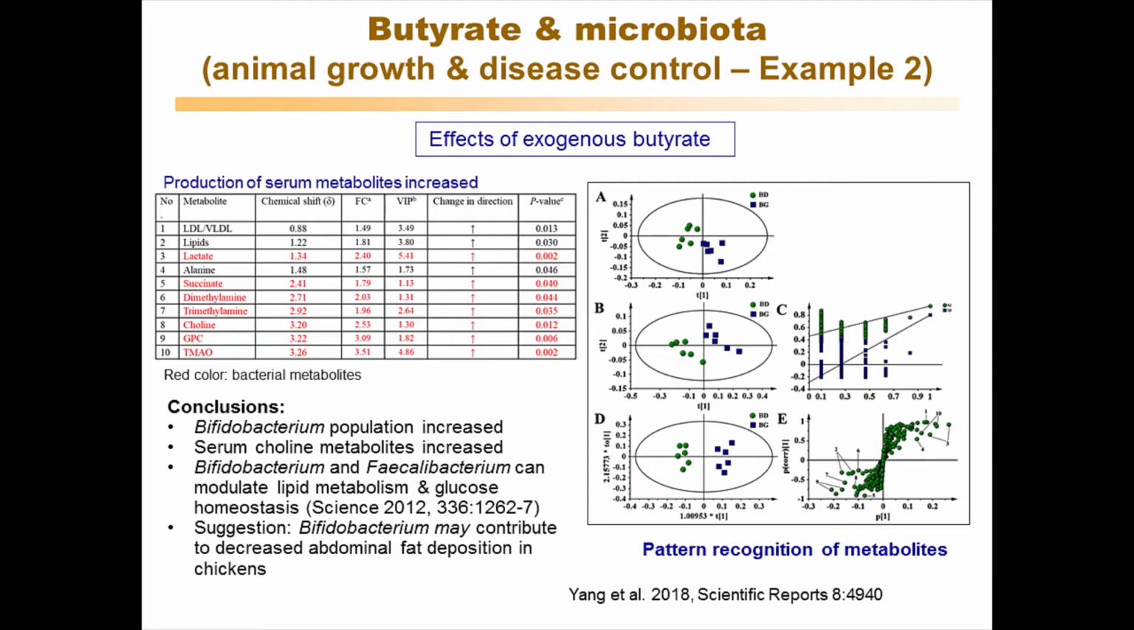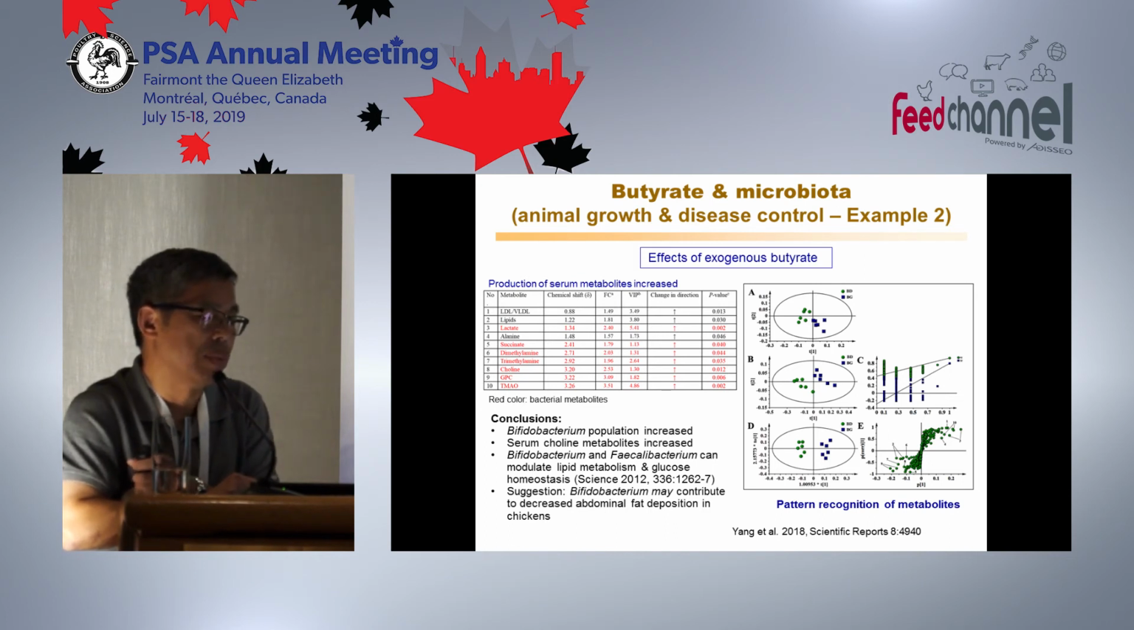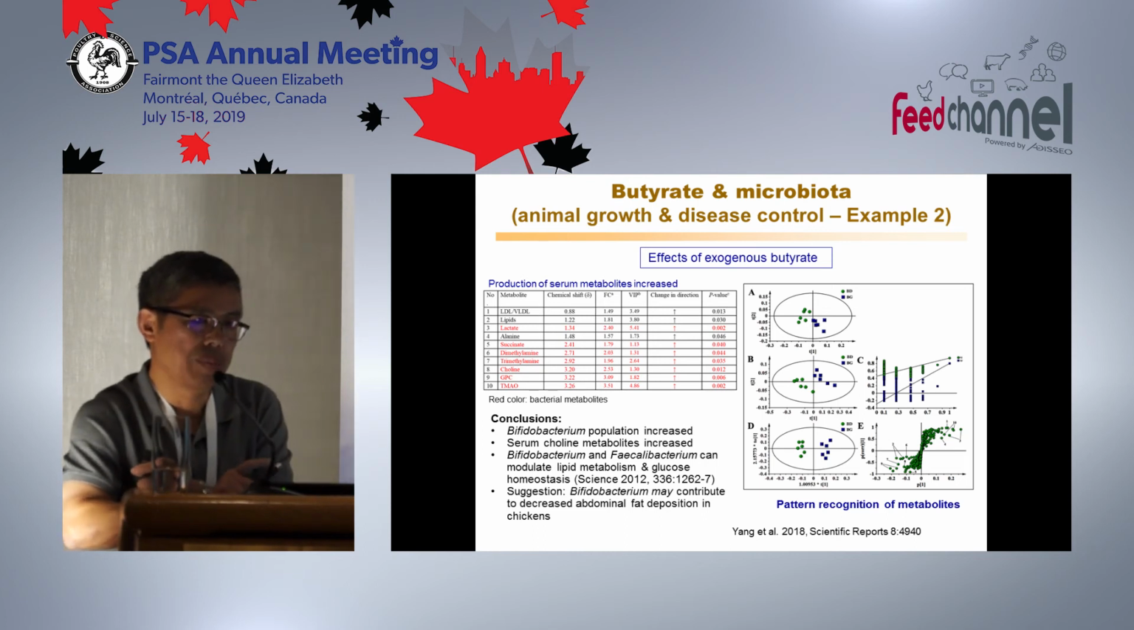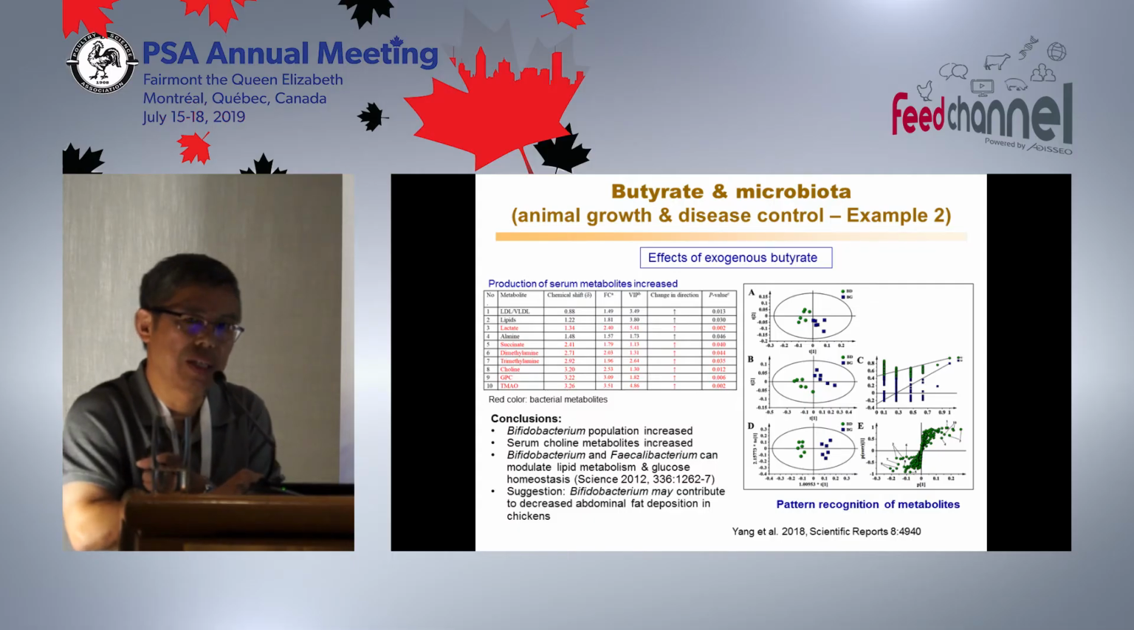This shows the results of the serum analysis, and those items in red are bacterial metabolites. You can see all the metabolites we examined were upregulated. We also used principal component analysis, which also shows the treatment effect clusters separately from those without treatment. So as a conclusion for these studies, we also looked at a lot of literature.